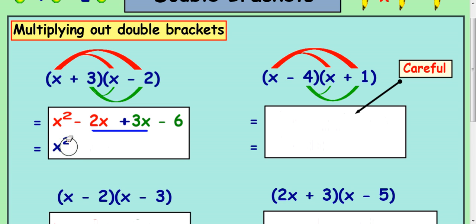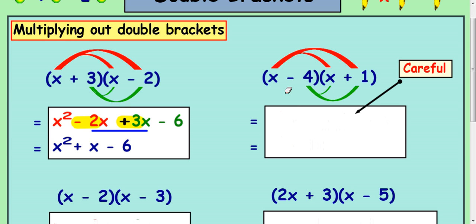So x squared at the start, I'm now doing negative 2 plus 3. It's really important that you look at the signs there. This really is negative 2 and plus 3. So you need to see negative 2 plus 3, it's the same as 3 take away 2, and that's 1, plus 1x. And then I take away 6 at the end. So a bit of multiplication with negative numbers, and then a bit of adding and subtracting with negative numbers too.